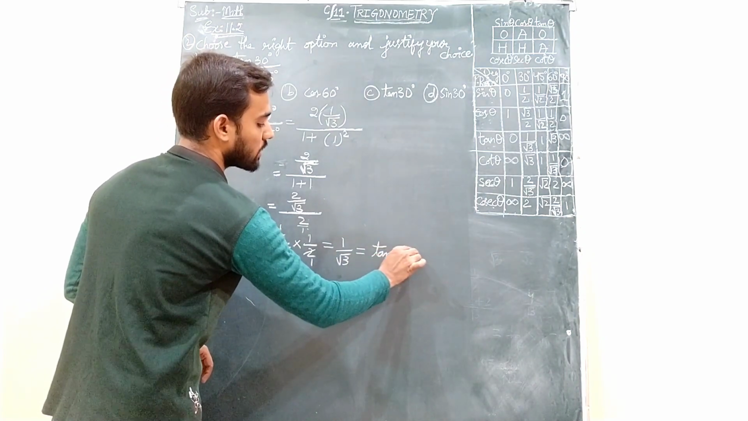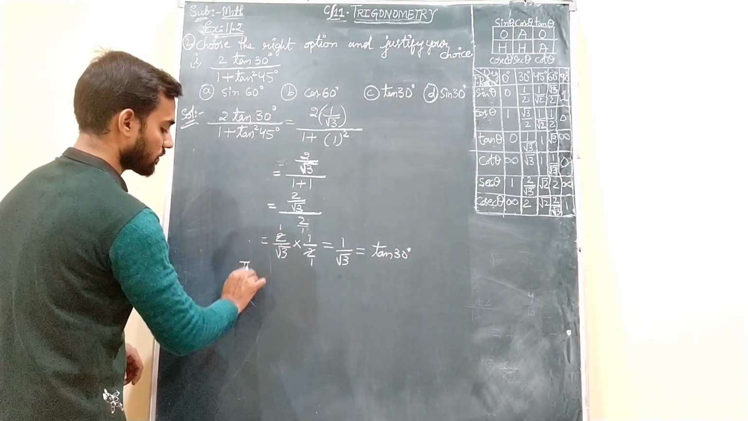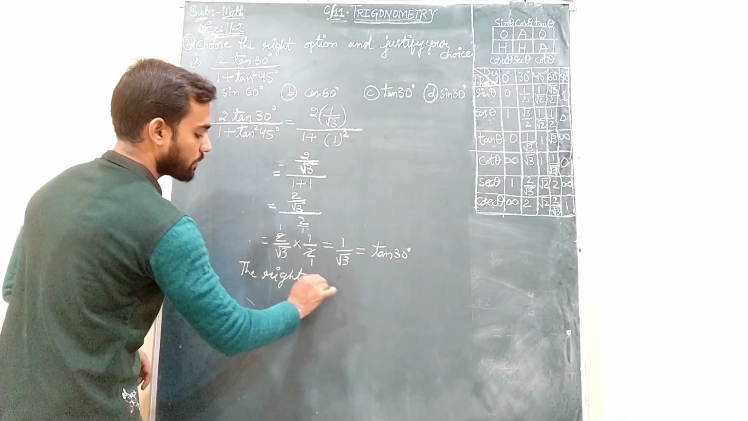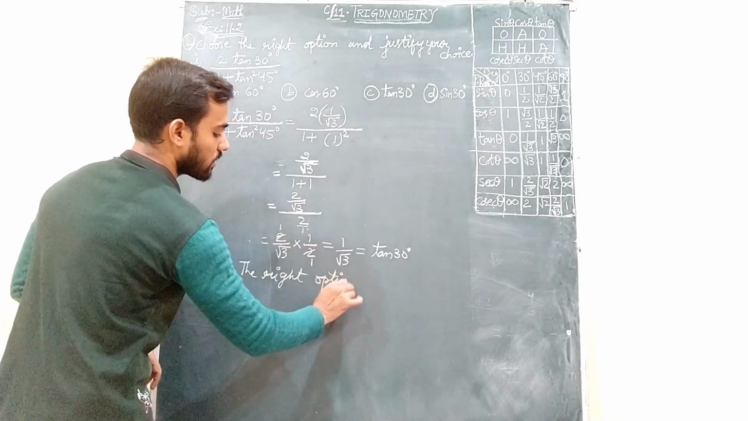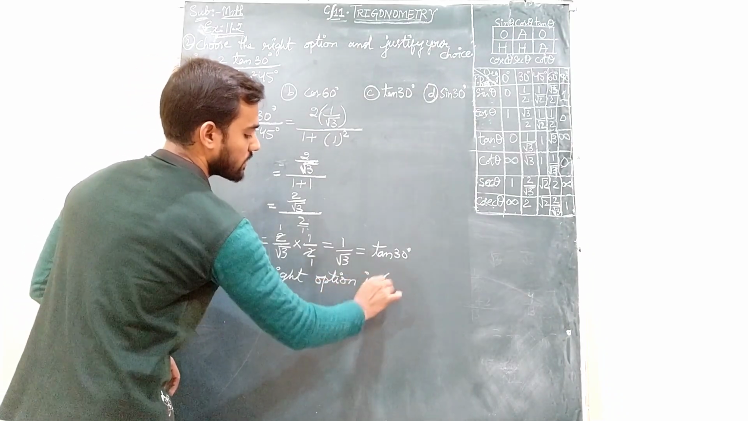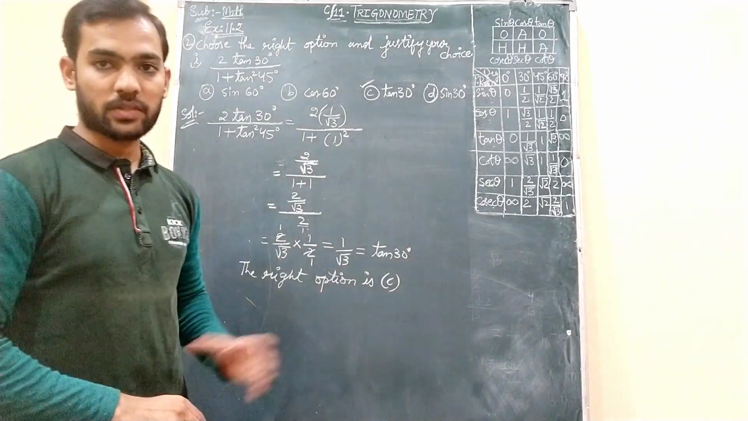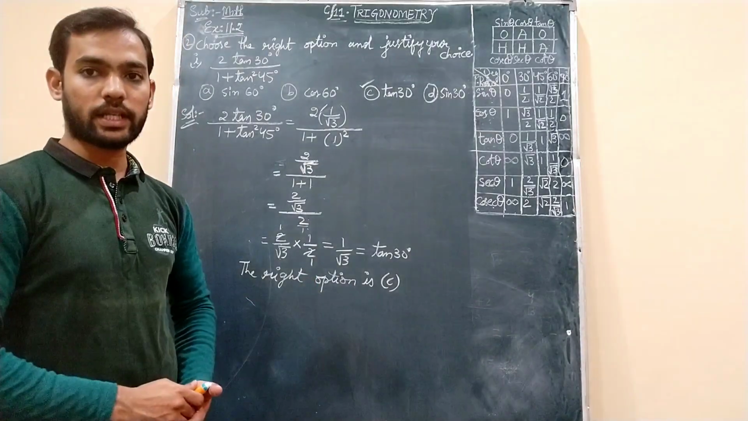So the correct option, the right option is C. Okay, this is the correct option. Copy down. Then we will do second bit and third bit also.